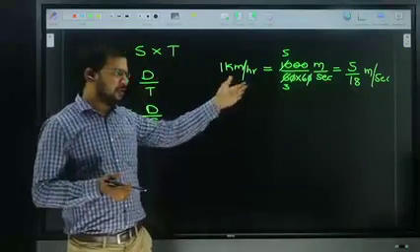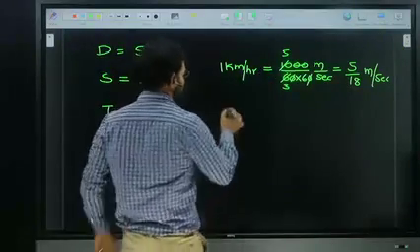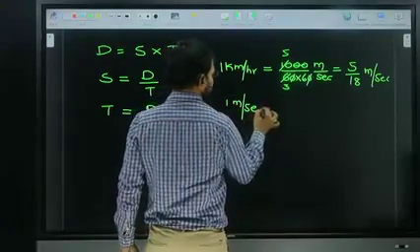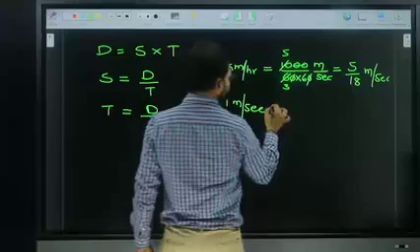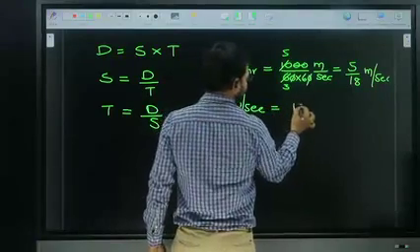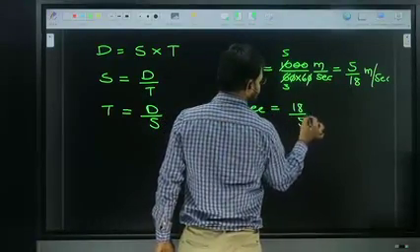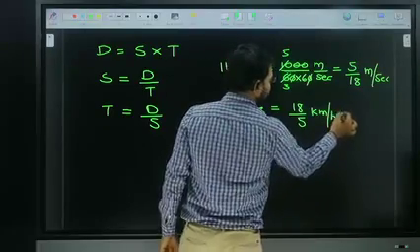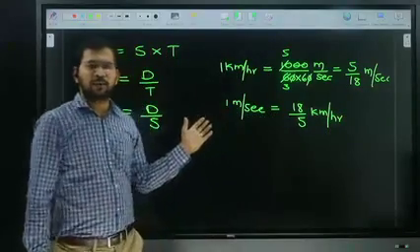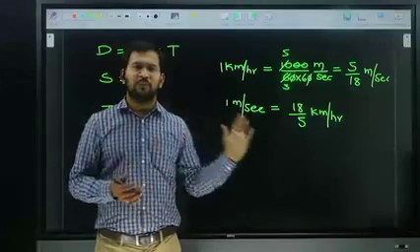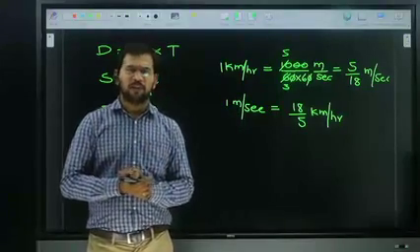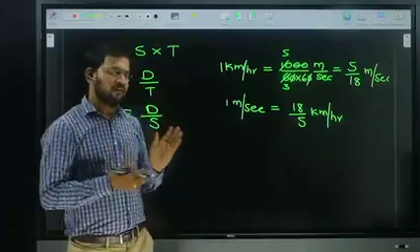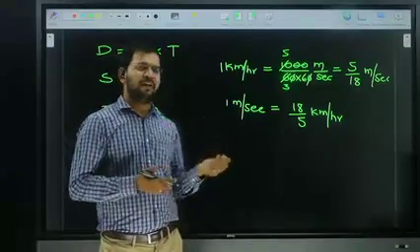If you reverse this, 1 meter per second is nothing but how many kilometer per hour? This 5 by 18 comes to this side and becomes 18 by 5. So 18 by 5 is kilometer per hour. Whenever you are converting meter per second into kilometer per hour, we need to multiply it with 18 by 5. So everybody remember 5 by 18 and 18 by 5.